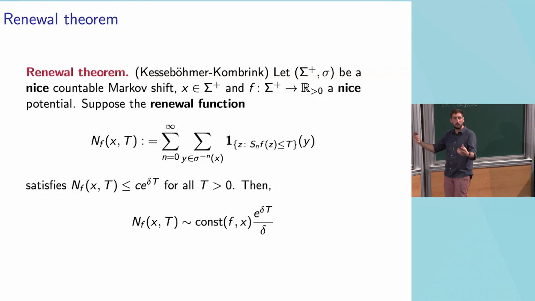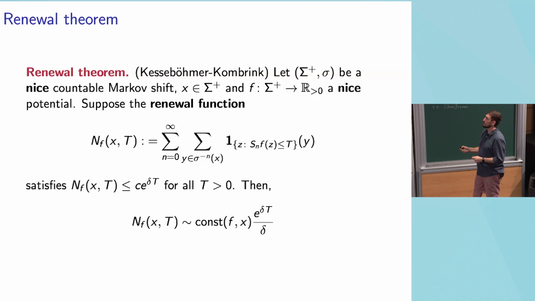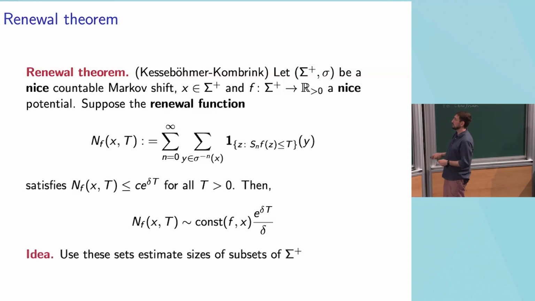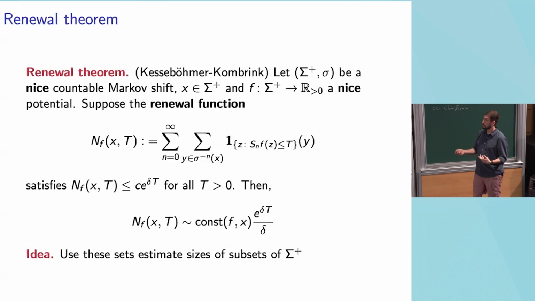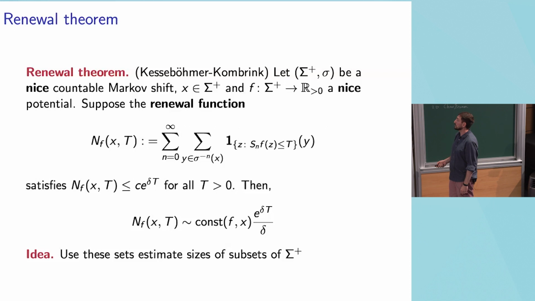They propagate. They have an equality that if you know one, you know the other. And the point is that if you can bound a priori this function, then you get an asymptotic behavior. So if you find an exponential bound a priori for this function, then you know that it grows exactly like some constant e^(δt)/(tδ). And so the idea is that we want to use these sets to estimate some subsets of the shift that we care about.